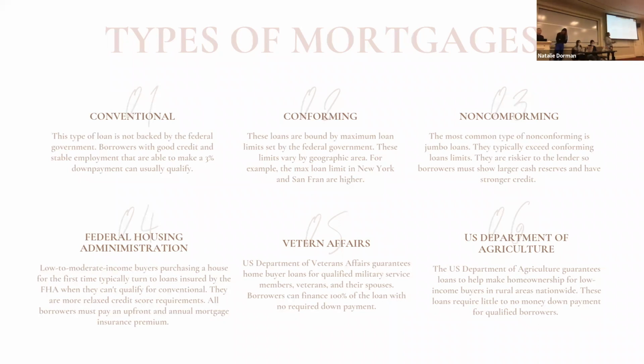And then the U.S. Department of Agriculture guarantees loans to make home ownership possible for low-income buyers in rural areas. So it just makes it a little easier for people in low-income rural areas to make down payments. You're most likely going to be dealing with conventional loans, and the two types are conforming and non-conforming. I think there's a limit on conforming that you can have, so that's why people usually turn to non-conforming.